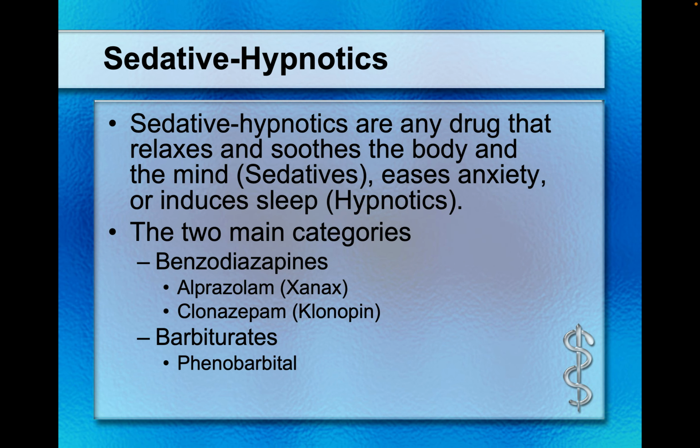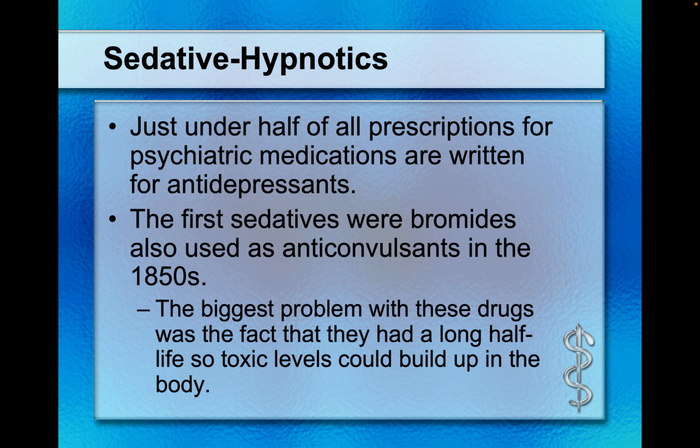Sedative hypnotics are any drug that relaxes and soothes the body and the mind. That's the sedative portion: eases anxiety or induces sleep. That's the hypnotic portion. The two main categories are benzodiazepines and barbiturates. Benzodiazepines include alprazolam, also known as Xanax, and clonazepam, also known as Klonopin. The barbiturates are the barbitals, phenobarbital, cyclobarbital.